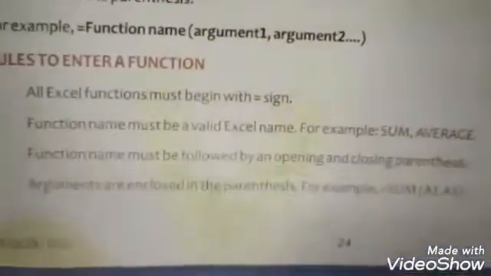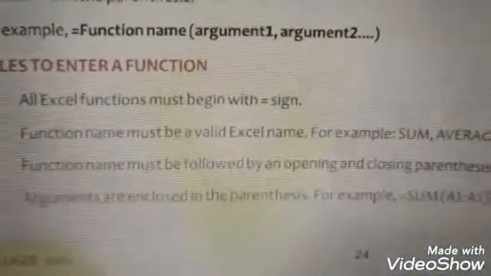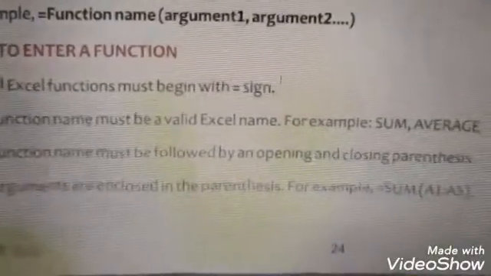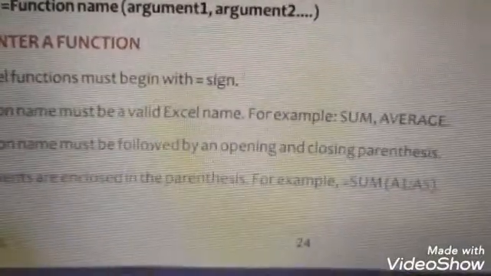There are certain rules we have to follow to type functions. All Excel functions must begin with the equal sign. Functions always start with the equal sign. The function name must be a valid Excel name, for example, SUM, AVERAGE.